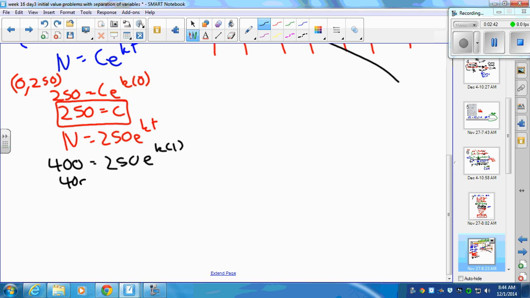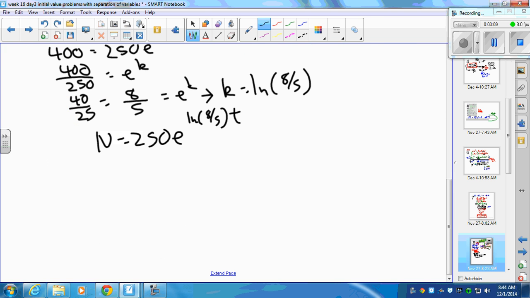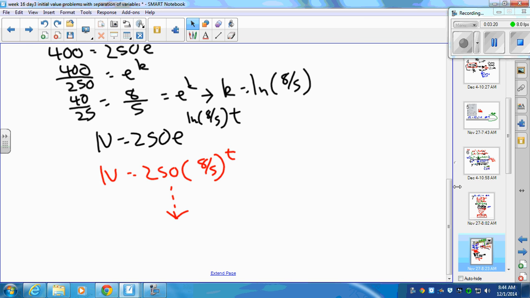So 400 over 250 equals e to the k. 40 over 25, let's see, that is 8 over 5 equals e to the k. So then that means k equals ln of 8/5. So I can now write n equals 250 e to the ln of 8/5 times t. We worked on this before, that you can now say n equals 250 times 8/5 to the t, and now you can go solve some more things.